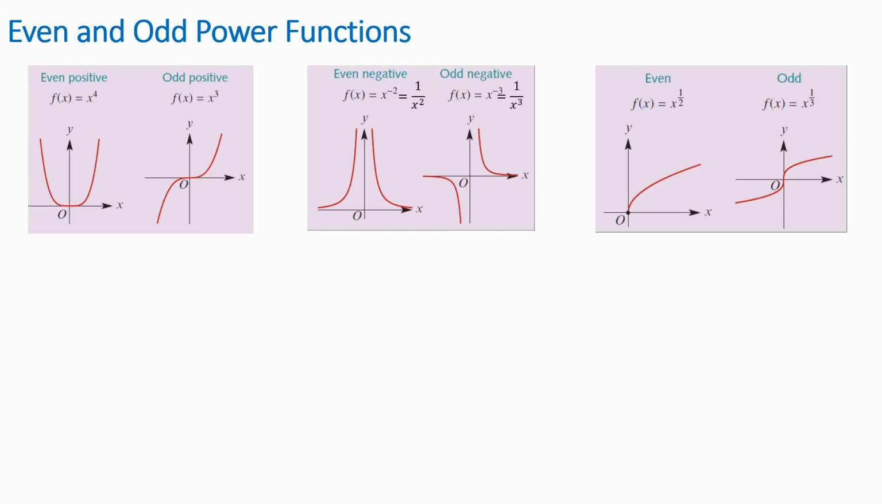x to the power of 1/3, and you have x to the power of half. With your rational powers, one of the things we know is x to the power of half is a square root function. You can't square root a negative number. That's why you have no negatives here. Whereas over here, you have x to the power 1/3. You can cube root a negative number. That's why you have negative values.